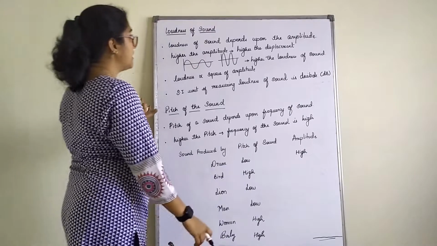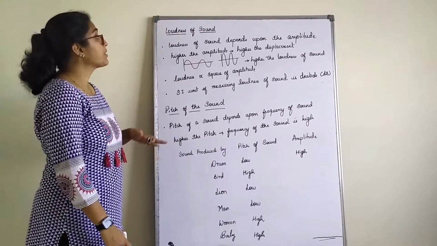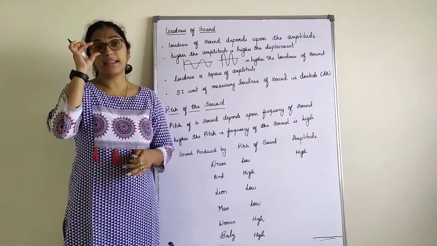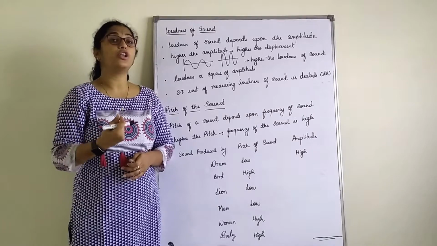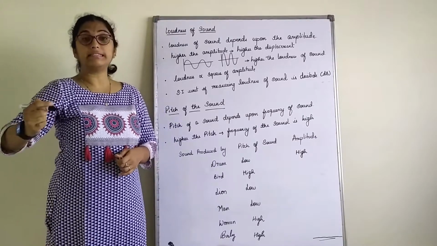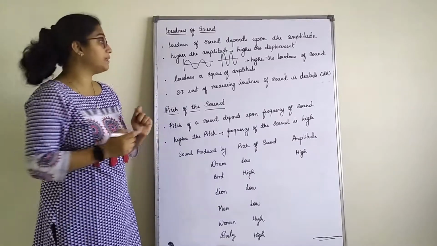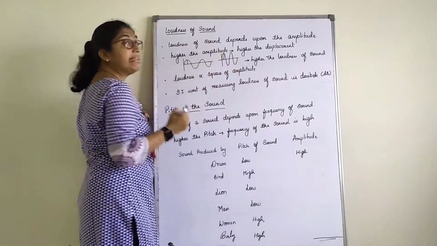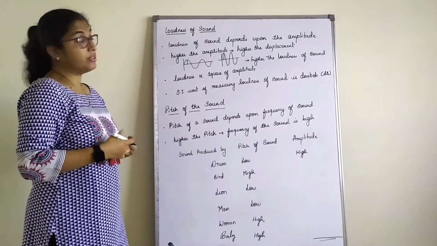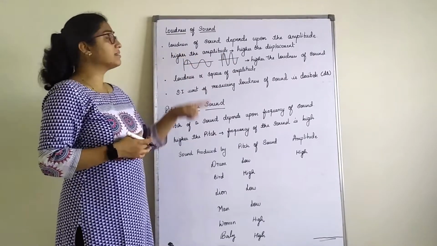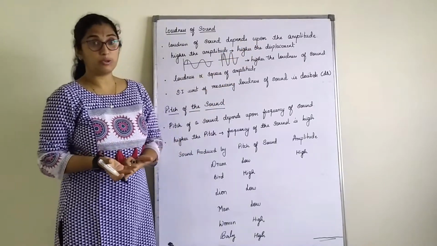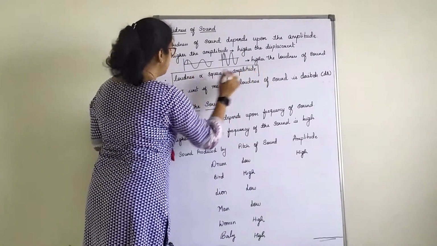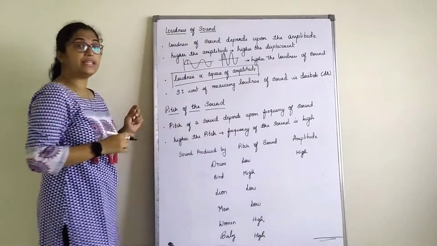So now let's understand what is loudness of a sound. Loudness of a sound depends upon the amplitude that we understood here. That is, in the second case, when I increase the volume of the sound, the amplitude increases. That is the highest displacement of the particle from the mean position, right? So loudness depends upon the amplitude. That means higher the amplitude, higher is the displacement. So loudness is directly proportional to the square of the amplitude.